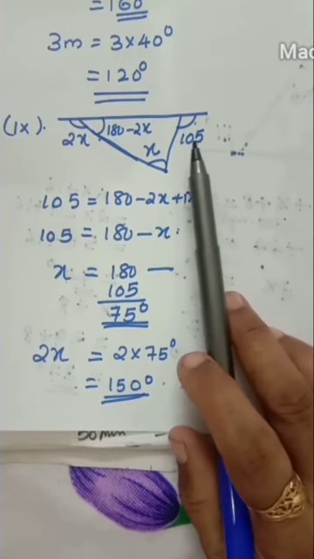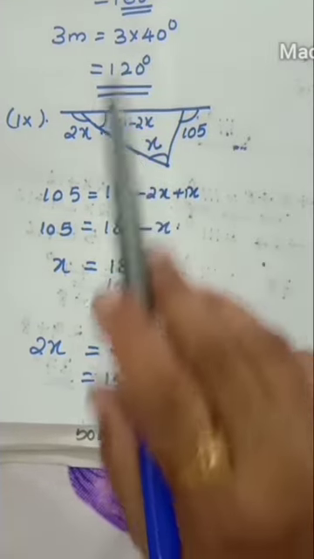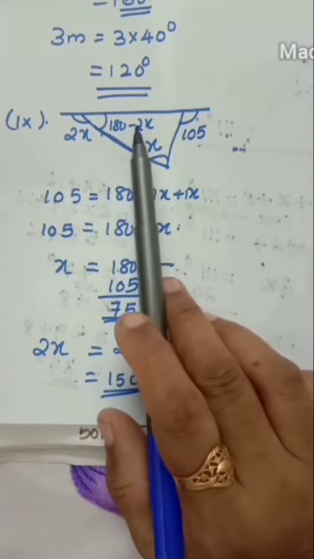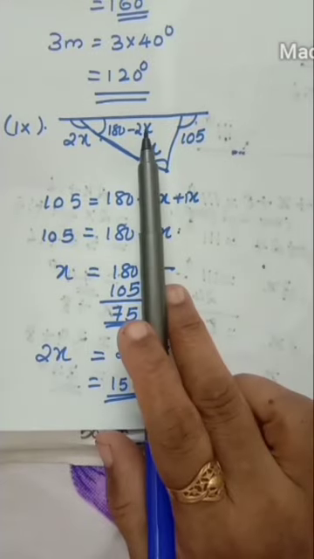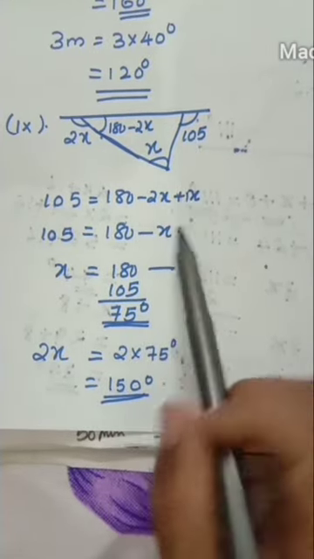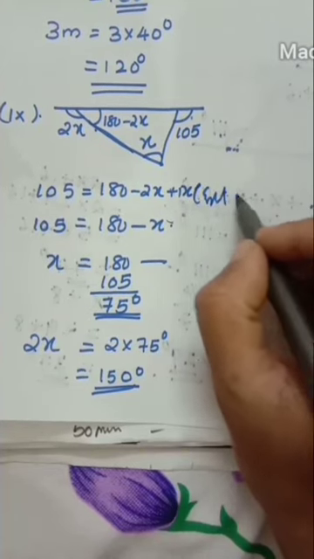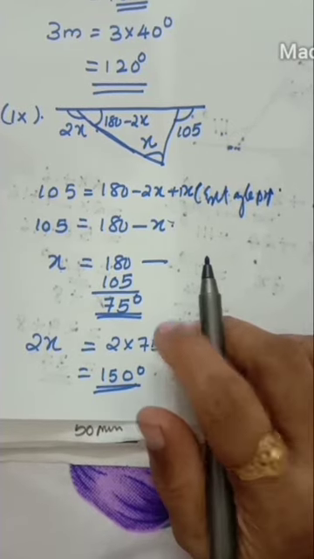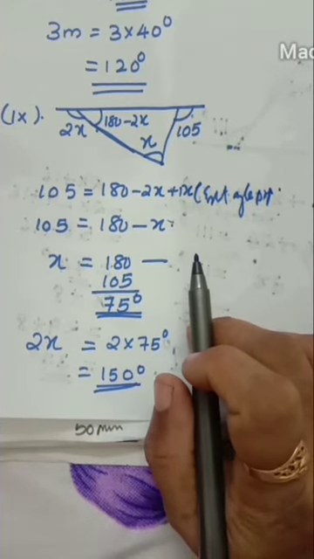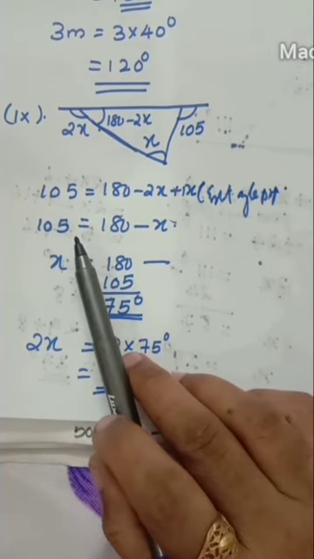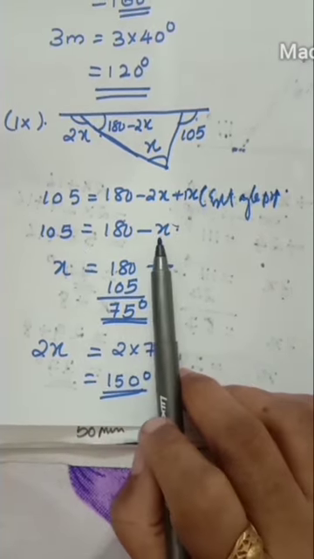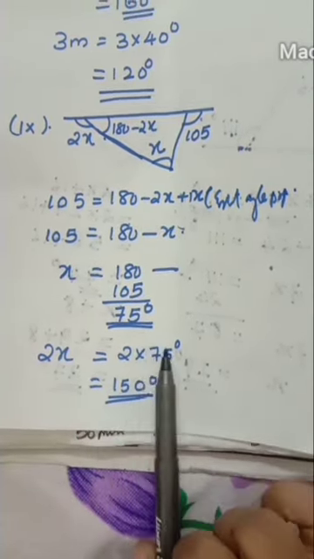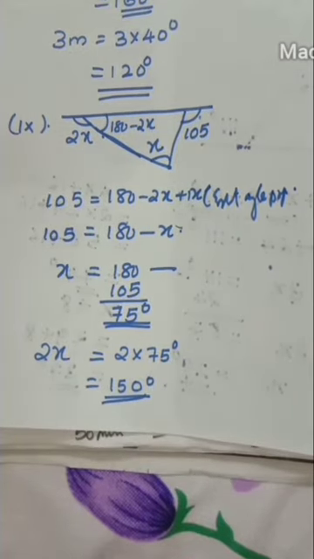Next, exterior angle property you can use. 105 equal to 180. The same. 2x given. Then inner angle equal to 180 minus 2x. 180 minus 2x plus x. 180 minus 2x plus x equal to 105. How you are getting? Exterior angle property. Clear, children? Exterior angle property. 105 equal to 180 minus x. X equal to 180 minus 105, 75 degree. 2x equal to 2 into 75 degree equal to 150 degree.